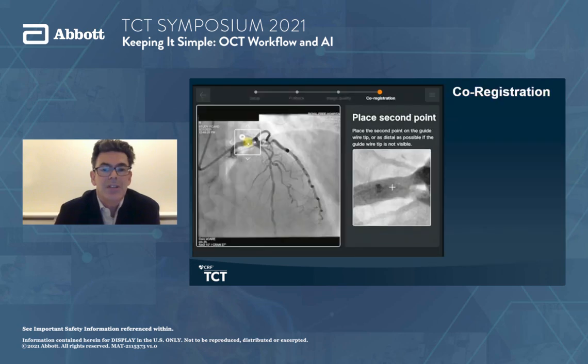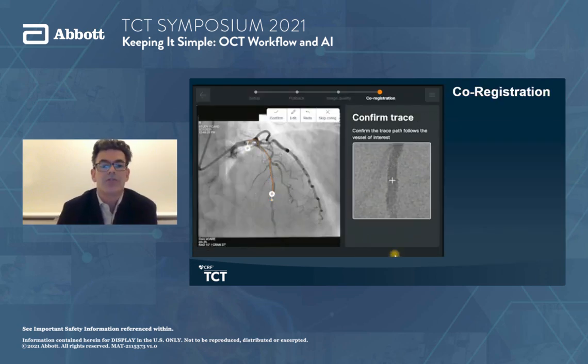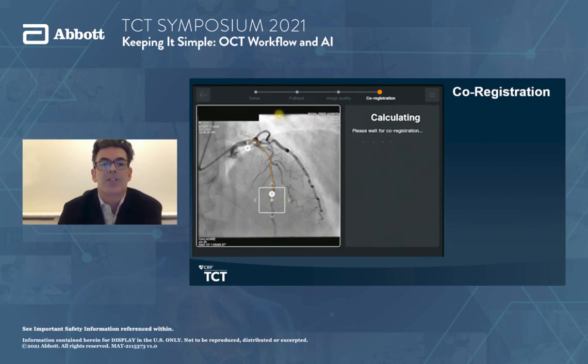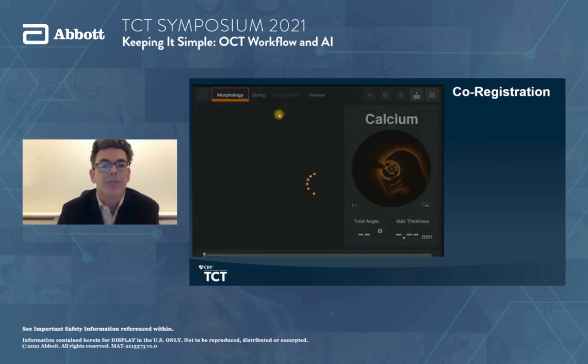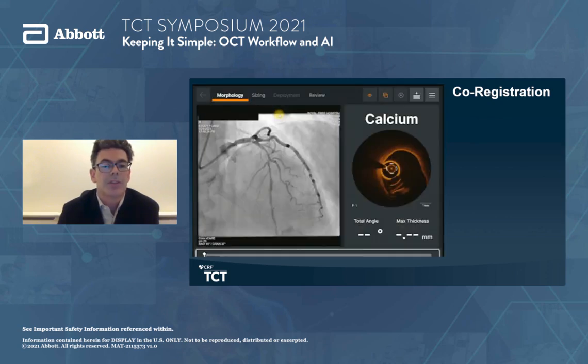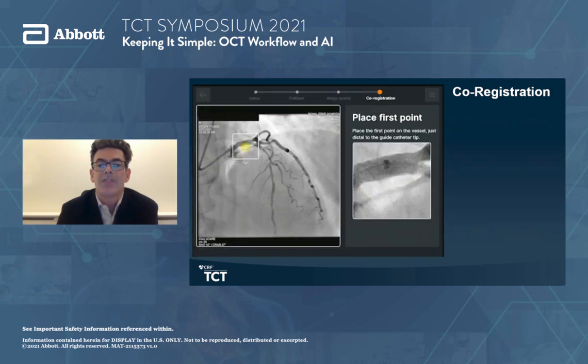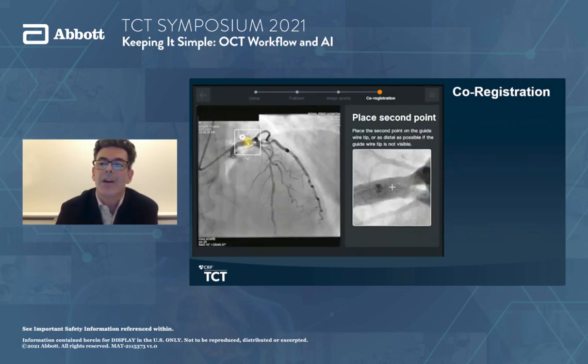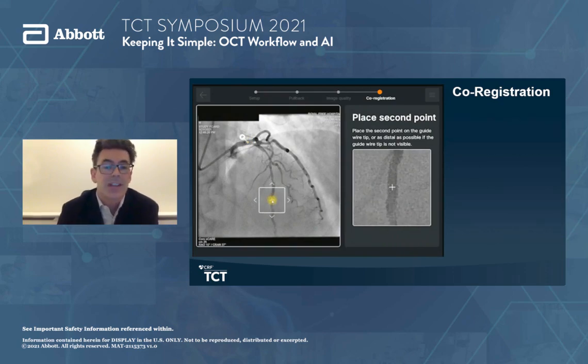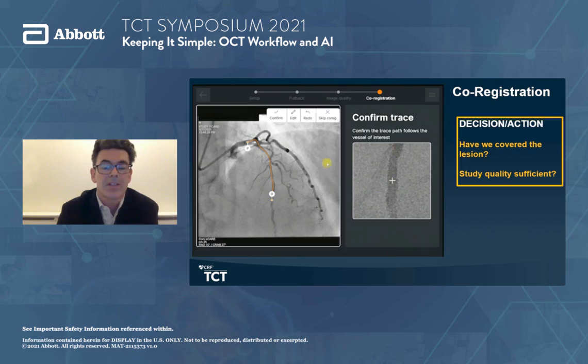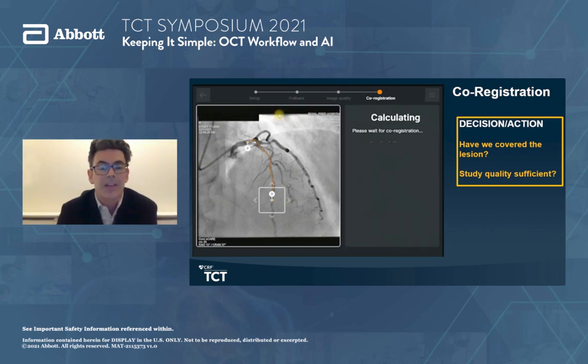So we're doing an OCT, and after the images, we're now trying to do the co-registration. It's a very simple system. Compared to AptiVue, there are a few differences. We're just plotting two points from proximal to distal. And you do your co-registration, and it answers the questions: have we covered the lesion? Yes, we have. Is the study quality sufficient? Hopefully, I think this one is a sufficient quality study.